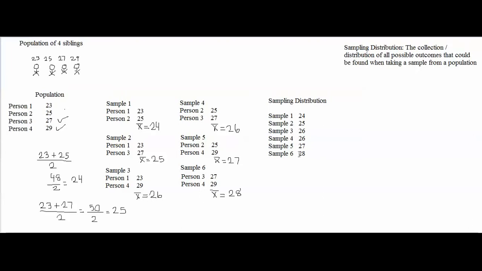And these 6 numbers inside of here make up the sampling distribution. Because remember, the sampling distribution is the collection of all possible outcomes that could be found when you take a sample from a population. In this case, when you take a sample of 2 people from this population of 4 people, and you calculate the mean of your sample, these are the 6 possible outcomes that you might find. In other words, when you record the ages of 2 people and you calculate the mean of the sample of 2 people, you're definitely going to end up with one of these 6 sample means that are inside of here.